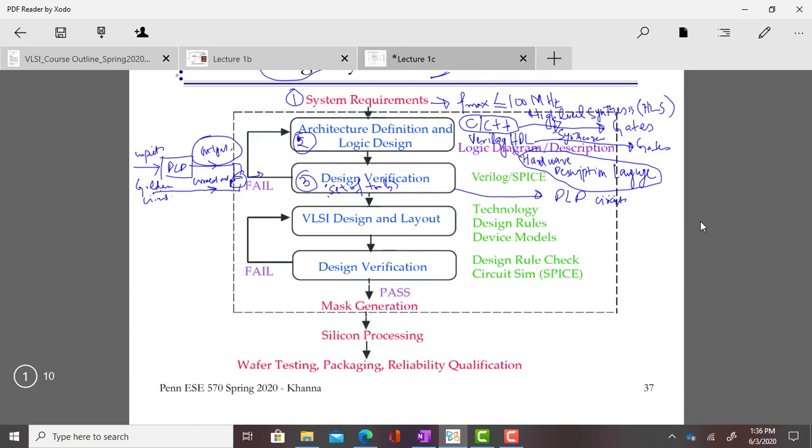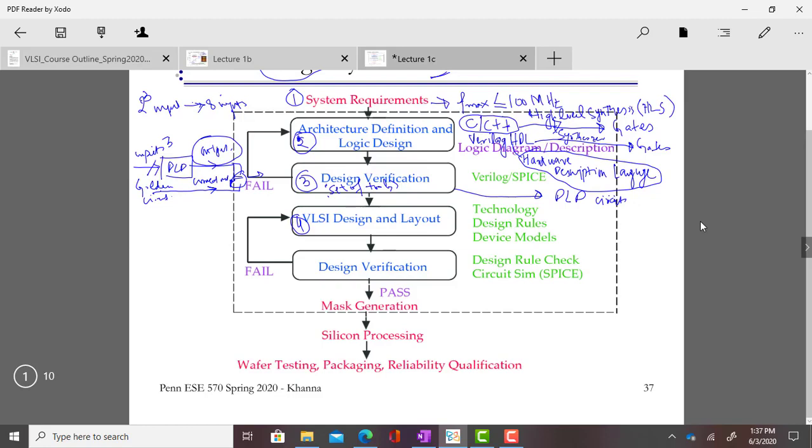So for example, if this is a 3-bit input, the verifier will apply all 2 power 3 inputs, which are 8. It will apply all the 8 inputs to this circuit and will check if the results are correct or not. And if the results are correct, then we go to the 4th step, which is VLSI design and layout.